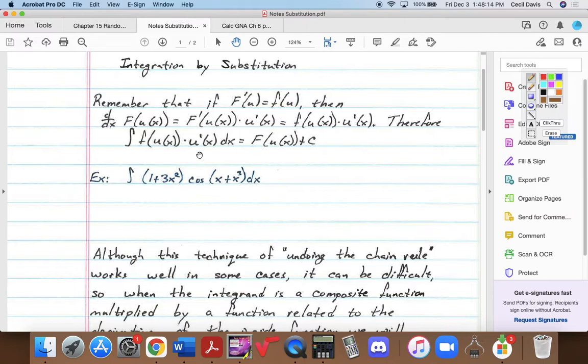And again, people frequently go, well, where does this go? Well, this was formed by taking the chain rule and multiplying by the derivative of the inside part. So when you undo the chain rule, it goes back away.